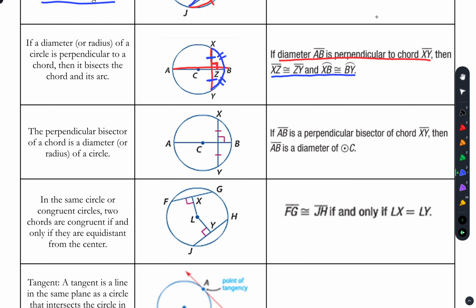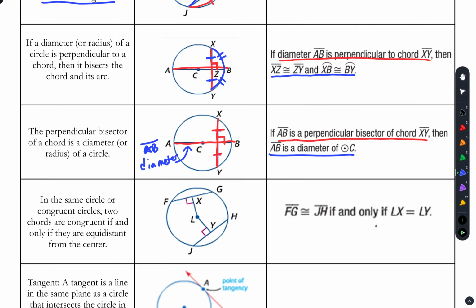The perpendicular bisector of a chord is a diameter of a circle. So again, hypothesis, if AB is perpendicular bisector to chord XY. So AB is perpendicular and a bisector to XY. Then I can say AB is a diameter. That one's not used super often, but it is good to know that if I have a perpendicular bisector of a chord, then I also have a diameter.